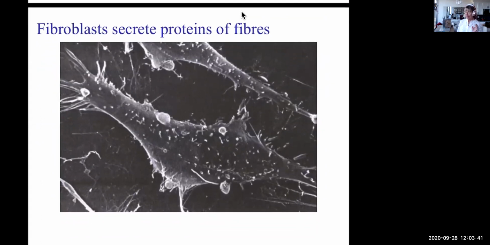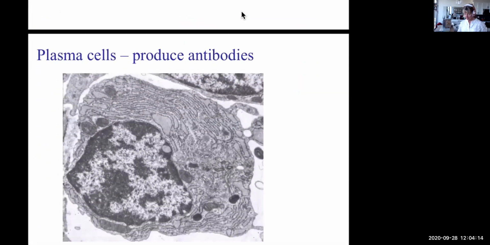Fibroblasts are the cells that secrete fibers. So you can see here, this is the cell. Long, and it's secreting fibers here and here. So the rough endoplasmic reticulum of the cell, as you know, makes proteins. In this case, the proteins are long and fibrous. So fibroblast is one kind of cell.